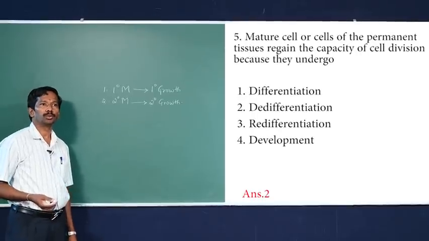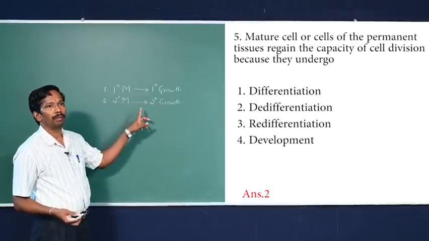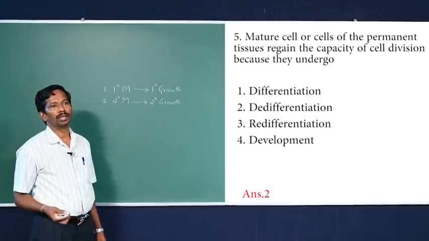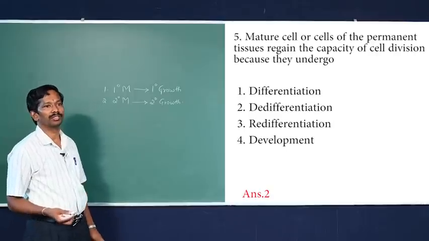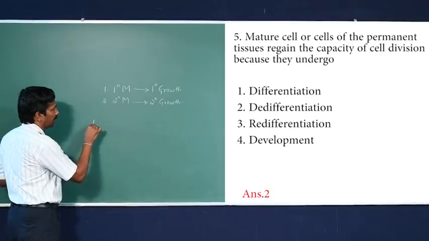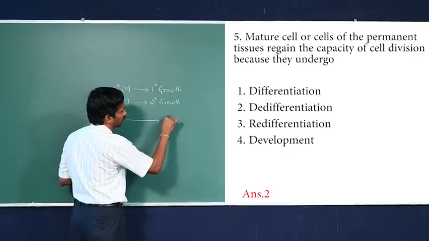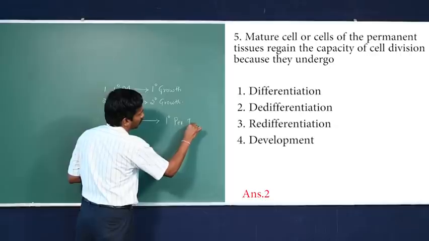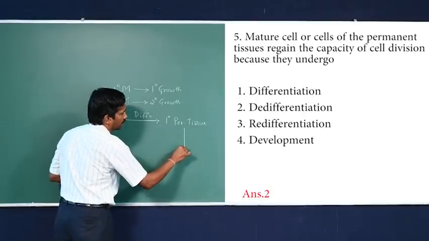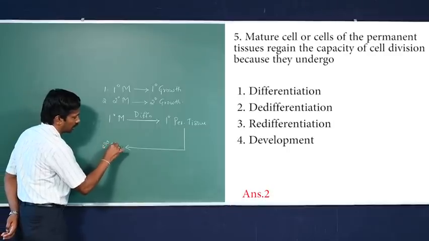Yes. Question number 5. Mature cells or cells of permanent tissue regain the capacity of cell division because they undergo: differentiation, second option dedifferentiation, third option redifferentiation, fourth option development. The answer should once again be dedifferentiation. So primary meristem is responsible for formation of primary permanent tissue. The process is called differentiation, and primary permanent tissue regains the capacity of meristematic activity to develop into secondary meristem.